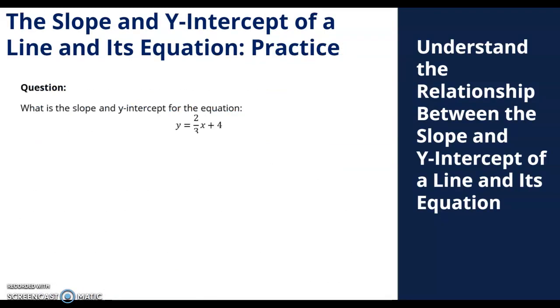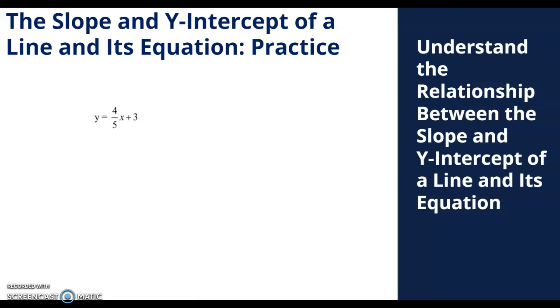So for example, what is the slope and the y-intercept for the given equation here? This equation is already written in y equals mx plus b form. So therefore, the coefficient of your x here, this number here, 2 over 3, is the slope. So m is equal to 2/3. And the number here is your b, and that is the y-intercept. So b is equal to 4.